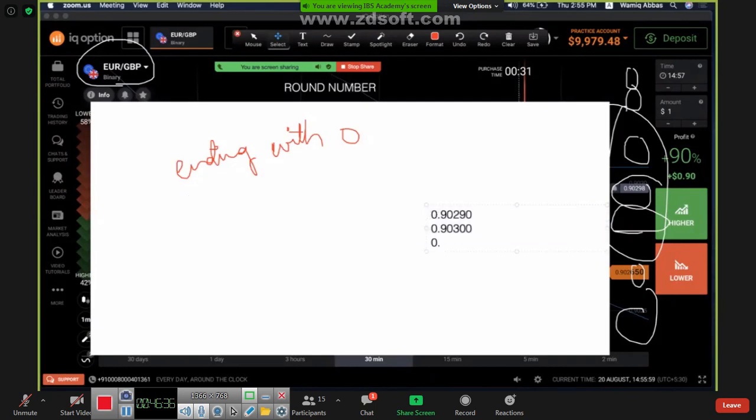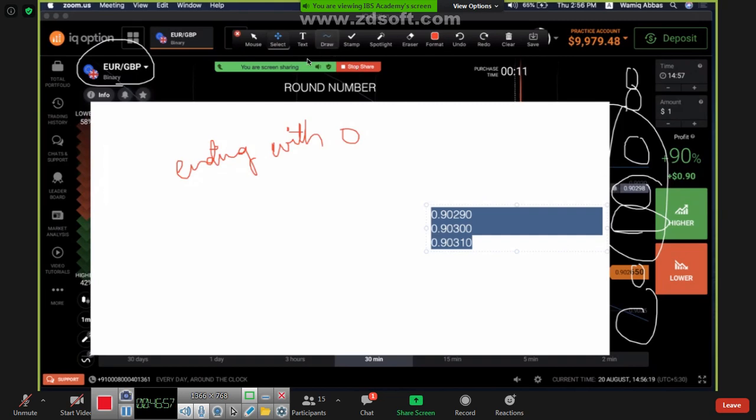Yeah, 0.90310. This is a round number. If you have 0 on the last, on the right side, that number or that value or that rate or that price will be called a round number. Did you understand?